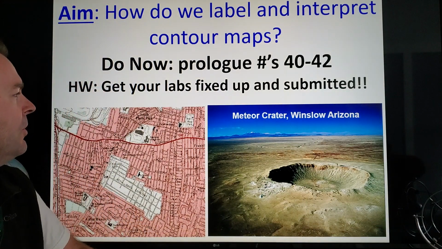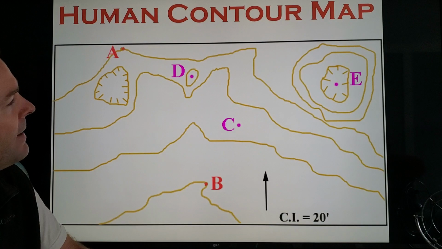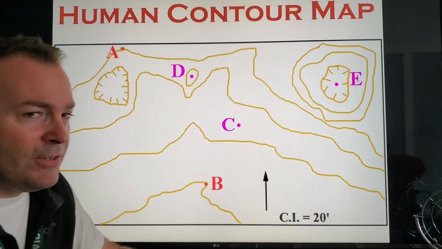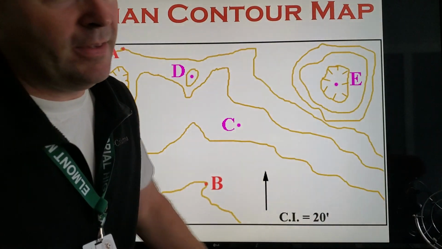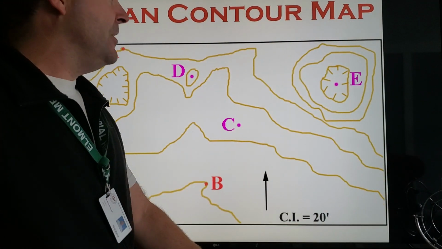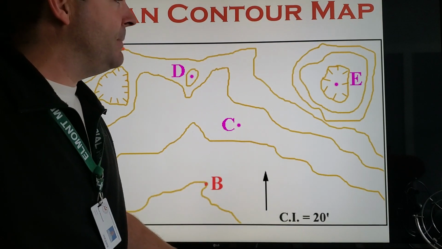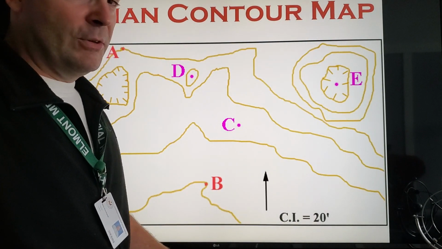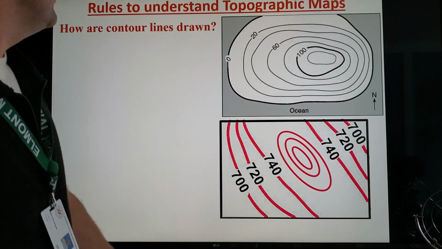All right, so let's get rolling on tips to interpreting contour maps. Now, if we were in the classroom, we have this fun activity where we connect the students with strings of different elevations and make a human contour map. Hopefully we can get back and do that fun thing toward the end of the year. We'll see.